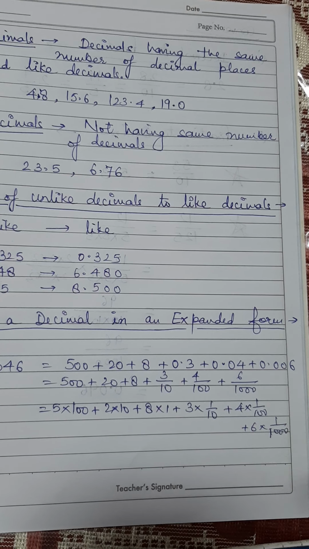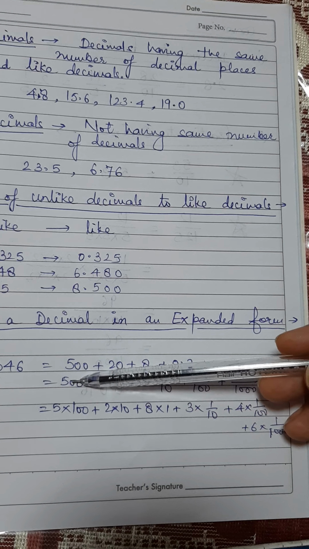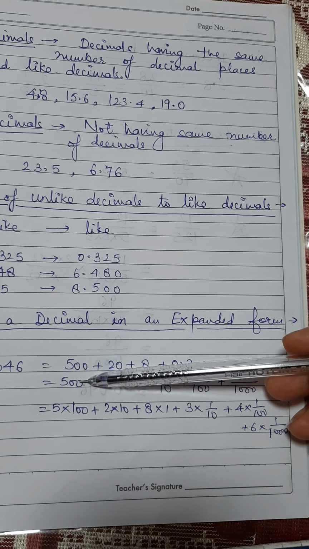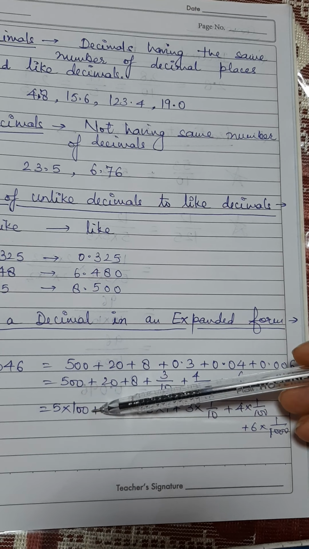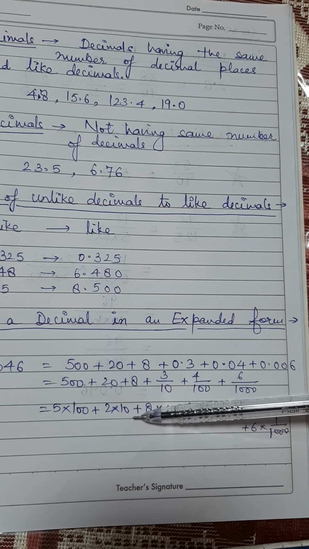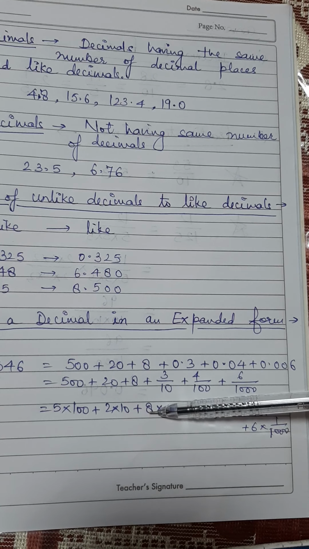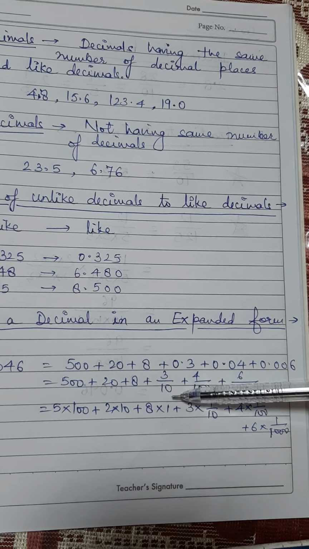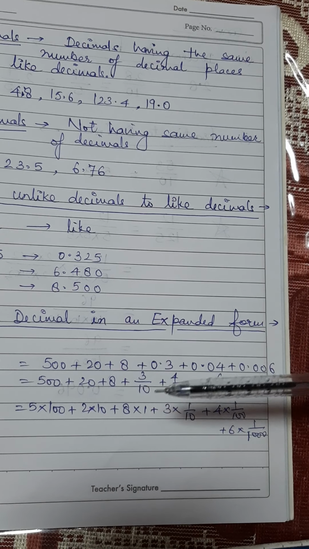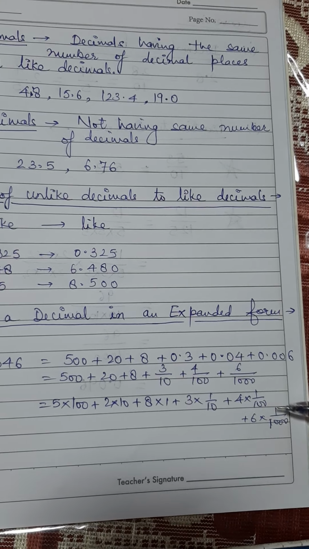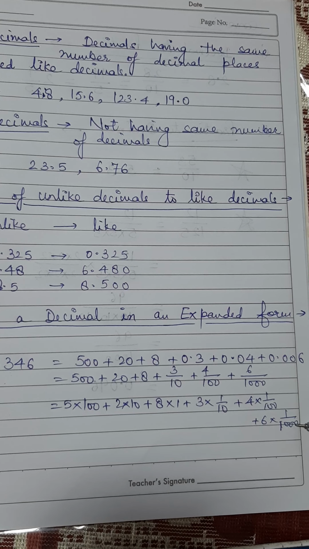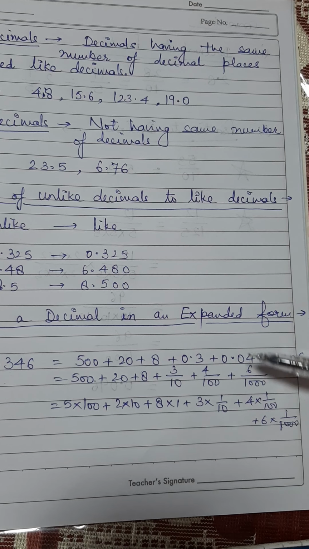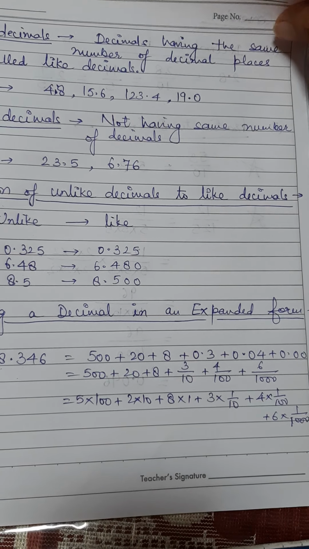Now separating their place value. So 500 is at the 100 place, so it is 5 into 100, right? This is 2 into 10, this is 8 into 1, because this is the unit place. Now it's the 10th place after the decimal. So this is 3 into 1 upon 10, then 4 into 1 upon 100, and then 6 into 1 upon 1000. So this is the 100th place and this is the 1000th place. So this is the expanded form of a decimal.